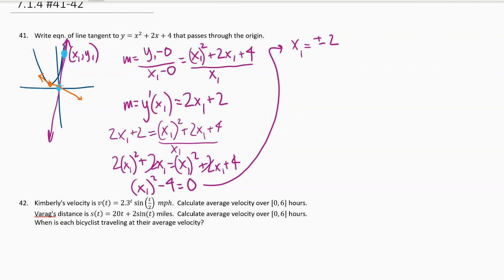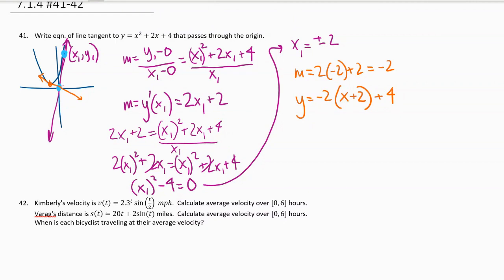Let's solve for my slope at x equals negative 2. That would be 2 times negative 2 plus 2, which is negative 2. So we're going to have y equals negative 2 times x plus 2. And then if I plug negative 2 into the original function, I get 4 minus 4 plus 4, which is 4. So that's one of my equations of the line tangent.